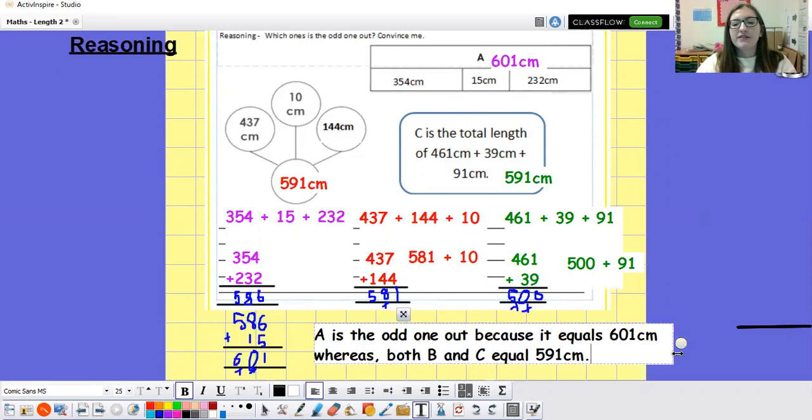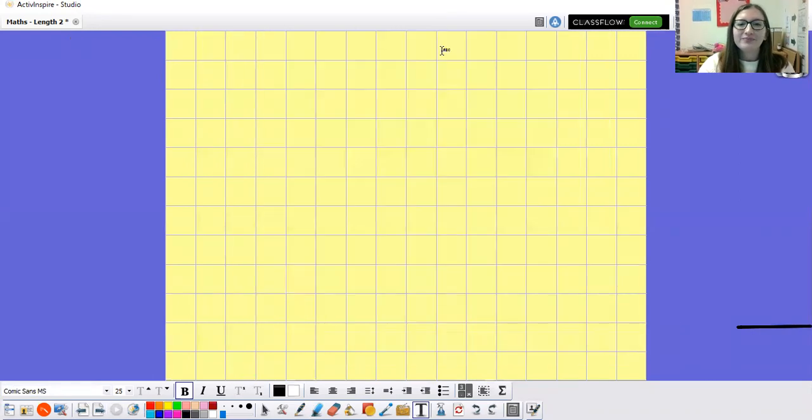So there's my answer. If you've got something similar, as long as you said that A is the odd one out and told me because it's got a different answer from the other two, that's absolutely fine. So well done if you worked out your reasoning.